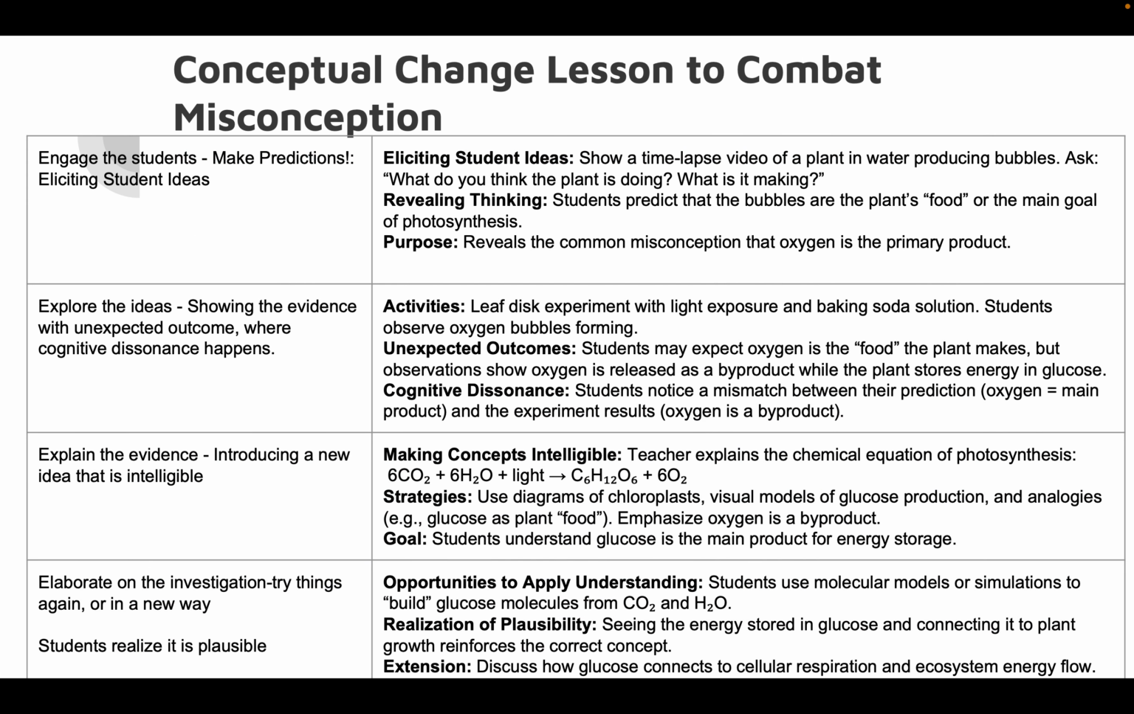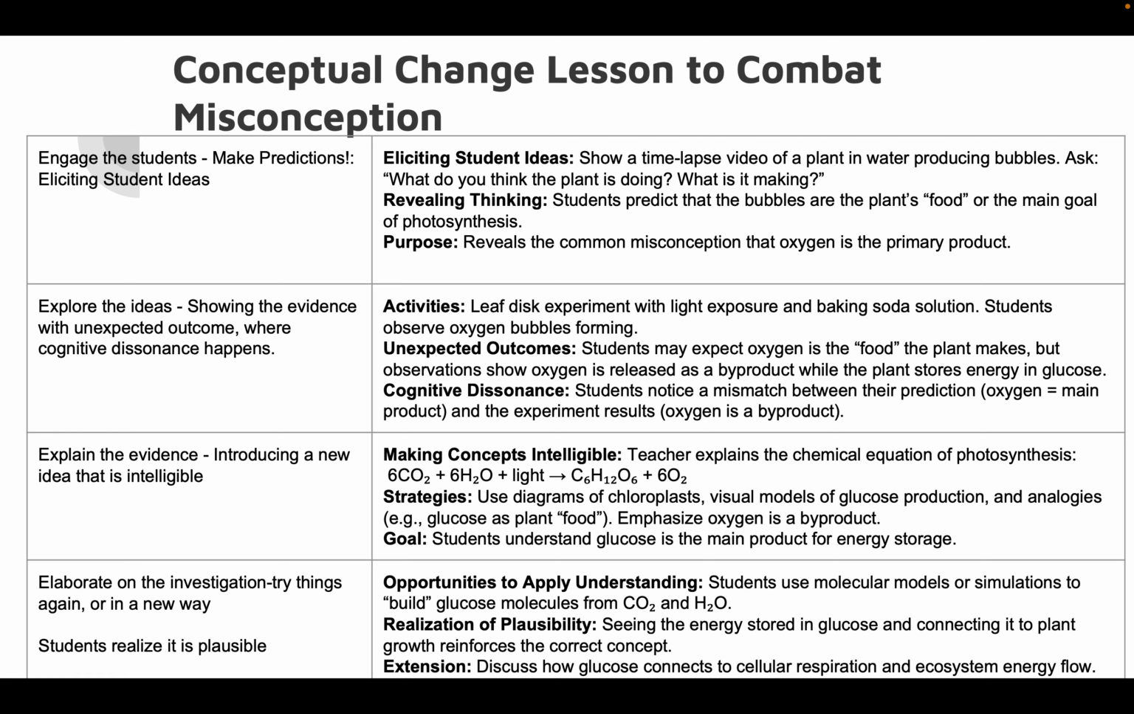Let's start by showing students a short time-lapse video of a plant in water releasing bubbles. Then I ask, what do you think the plant is doing? What is it making? Most students say the plant is making its food or that the bubbles are food. This helps me uncover the common misconception that oxygen is the main product of photosynthesis.